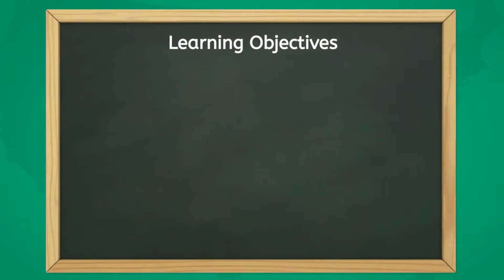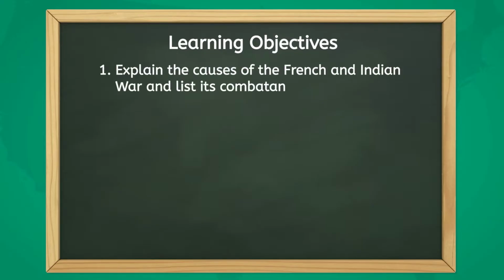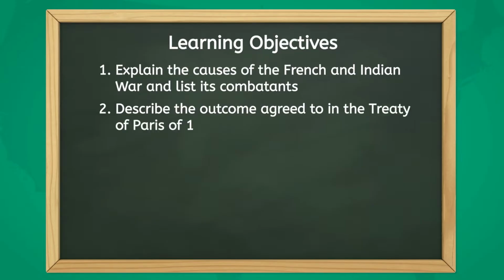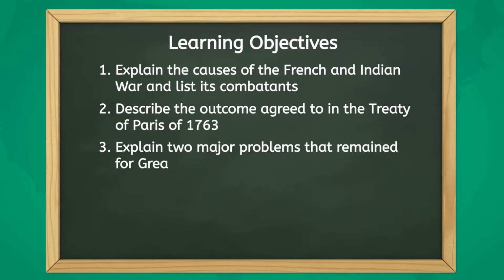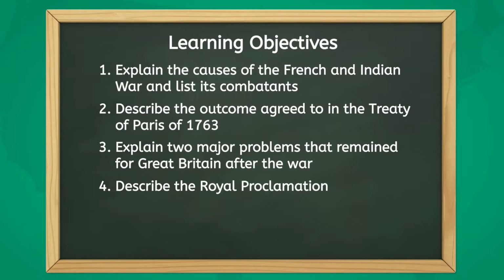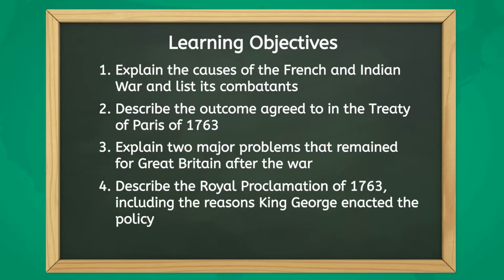Our objectives are to explain the causes of the French and Indian War and list its combatants, describe the outcome agreed to in the Treaty of Paris of 1763, explain two major problems that remained for Great Britain after the war, and describe the Royal Proclamation of 1763, including the reasons King George enacted the policy.